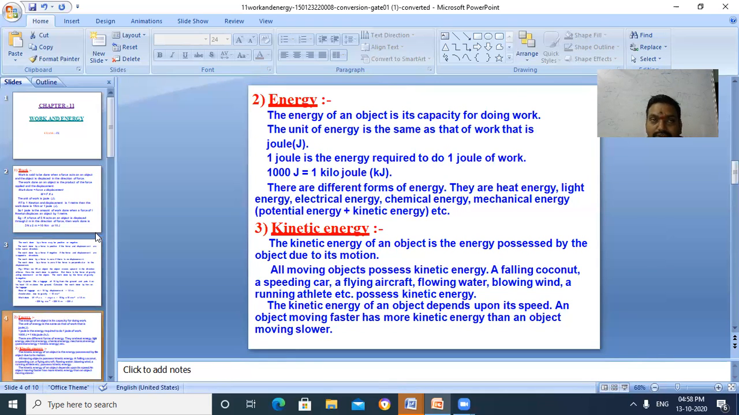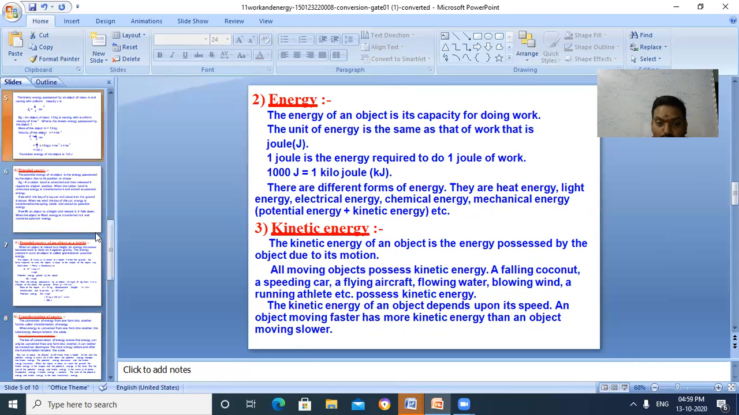The kinetic energy of an object basically depends on mass as well as velocity, I mean to say speed. An object moving faster has more kinetic energy than an object moving slower.